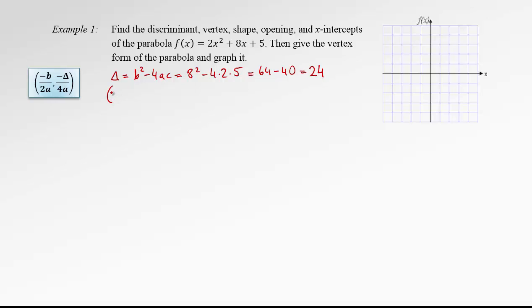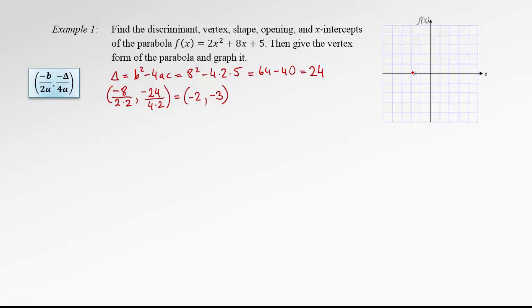If we already know the discriminant, it's easier to calculate our vertex. The vertex has coordinates negative b over 2a, so in our case it's negative 8 over 2 times 2. And the second coordinate is negative discriminant, which is 24, over 4 times a, so 4 times 2. Let's simplify this. We have negative 8 over 4, so it's really negative 2. And the second coordinate is negative 24 over 8, so it gives us negative 3. The vertex is at the point negative 2, negative 3.